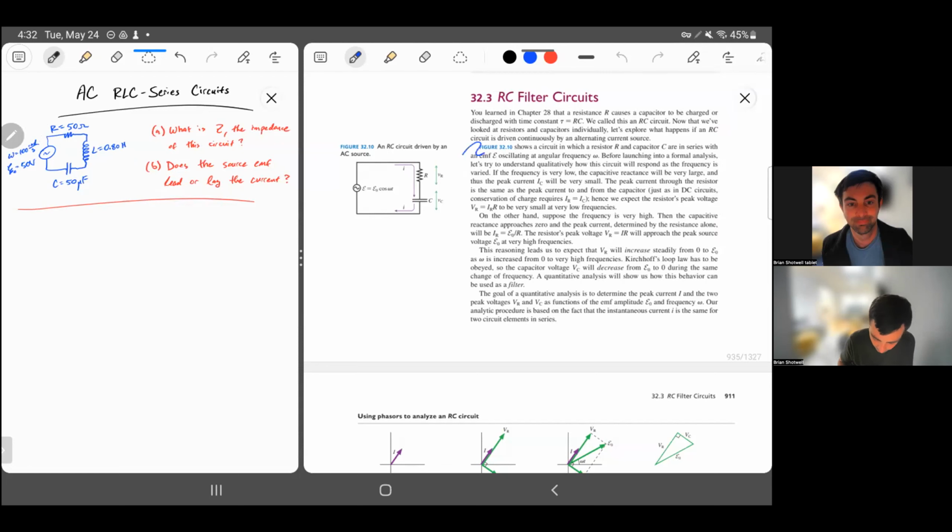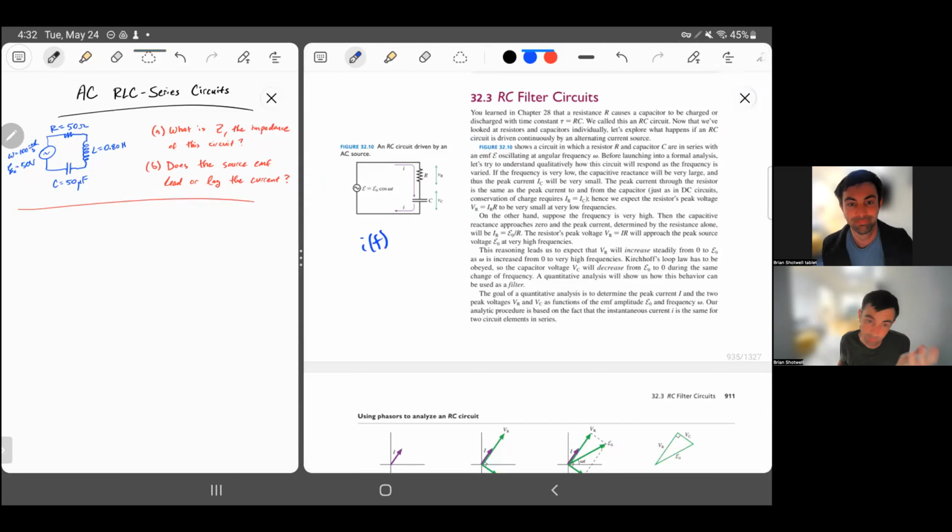So the first part of the video is just going to look at a resistor and a capacitor in series across the source. And then the second part will be generalizing and including an inductor as well. Okay. So the first thing to realize is that in this circuit, the current everywhere is the same. So I as a function of time is going to be sinusoidal, just like before.